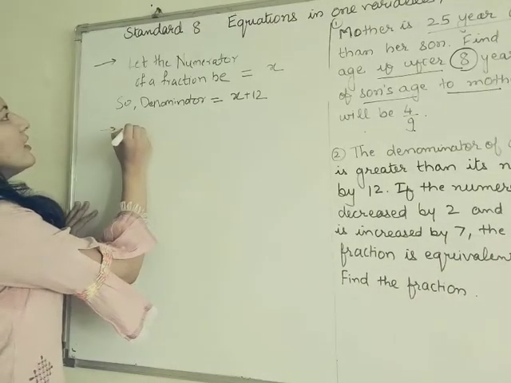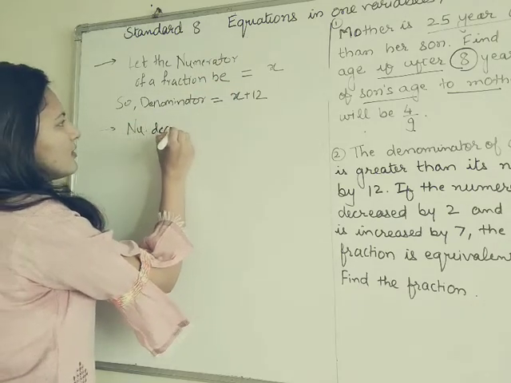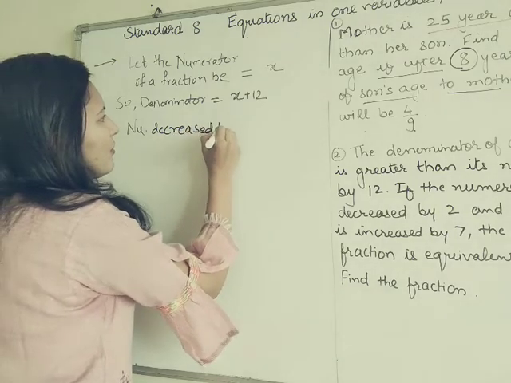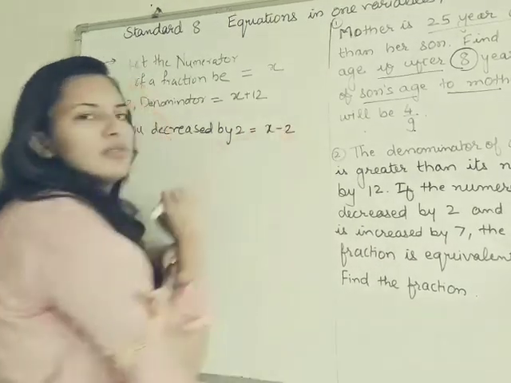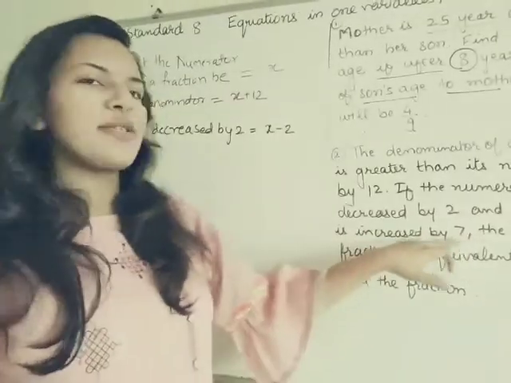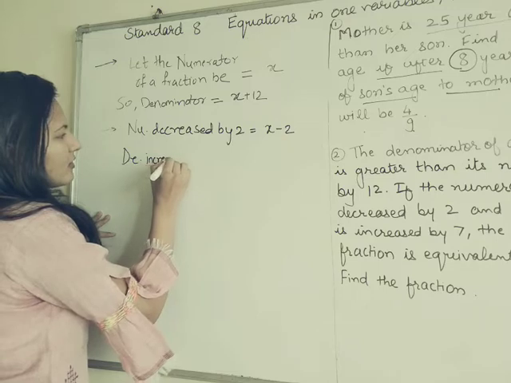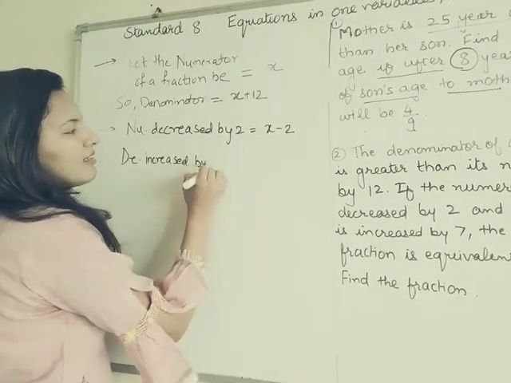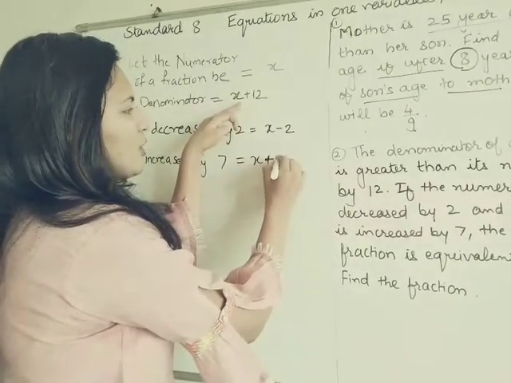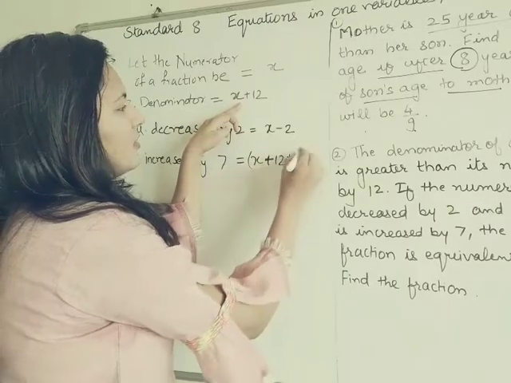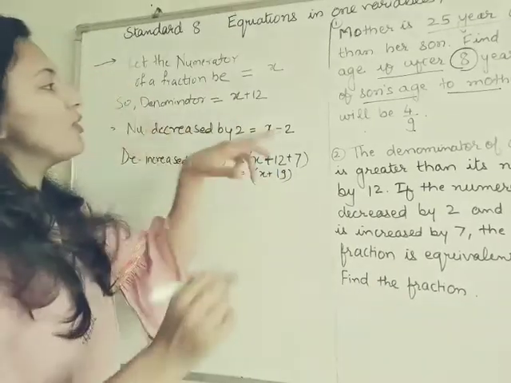So the second condition is the numerator decreased by 2. So what will be the new numerator then? x minus 2. And then the denominator is increased by 7. So what will be the new denominator? It will be x plus 12 plus 7. So we'll solve this: x plus 19. Okay, so we got the numerator and the denominator.